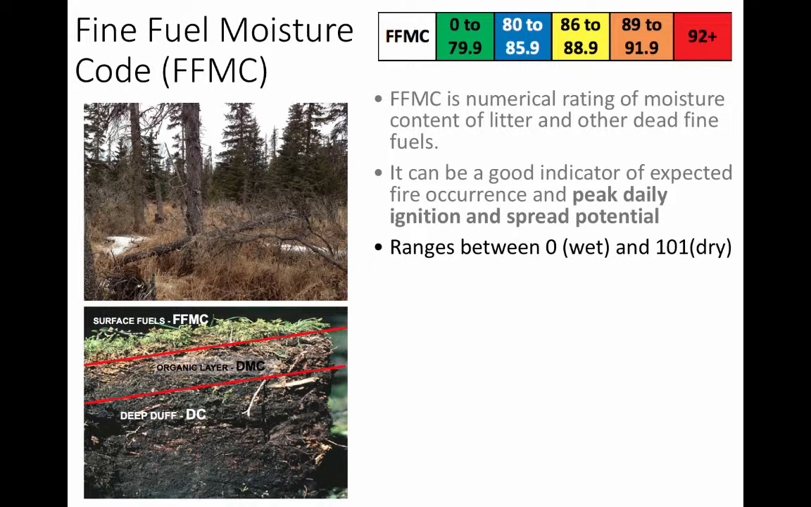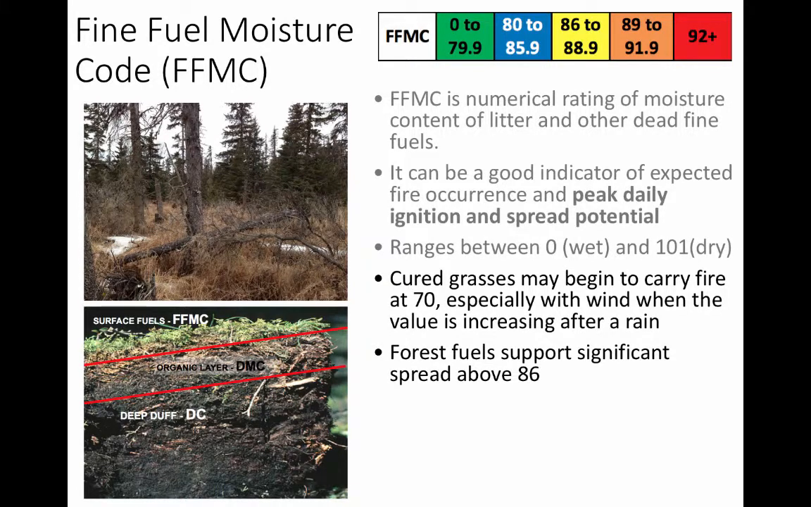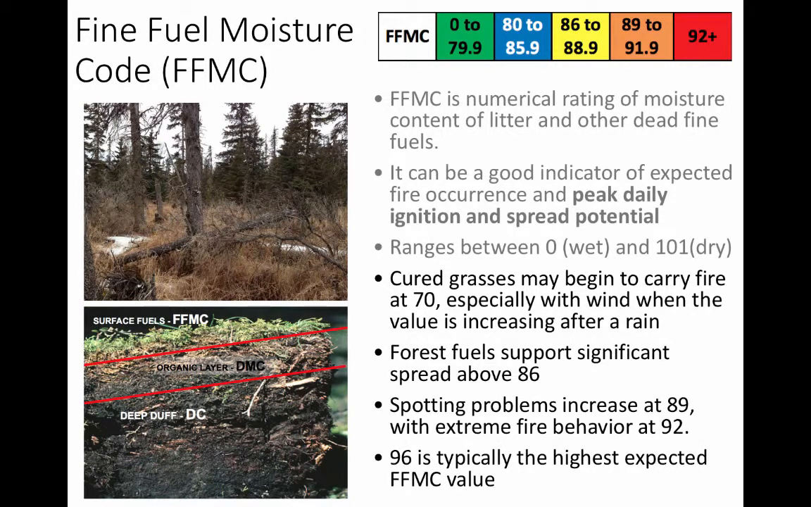At 80, significant fire occurrence becomes more possible. However, since it represents shaded litter fuels, cured grasses may begin to carry fire at lower levels, perhaps 70, especially with wind when the FFMC is increasing after a rain. Forest fuels support significant spread above 86. Spotting problems increase at 89, and extreme fire behavior is anticipated above 92. 96 is typically the highest value found in our climate.